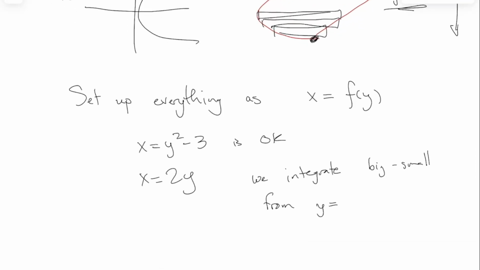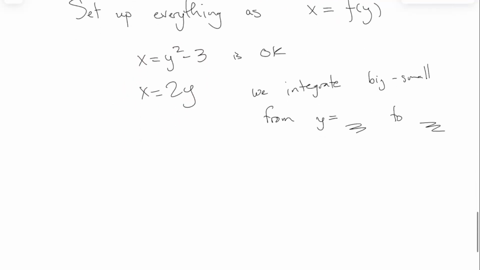From y equals whatever to whatever. And we have to figure out those points. But this, again, is just by setting the formulas equal to one another. This is how you find the intersections of two curves. So here we have these two curves. I can set them equal to each other easily because they're both solved for x here. So to find the intersections, I set those equal. I just get y squared minus 3 equals 2y, right?